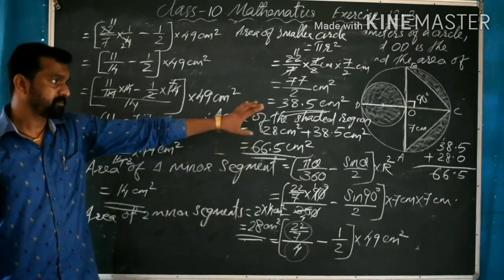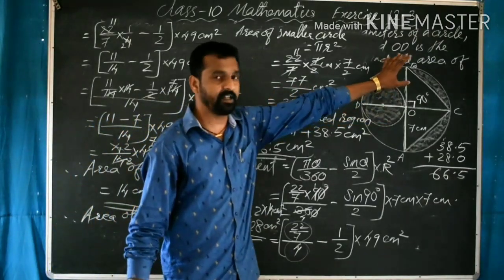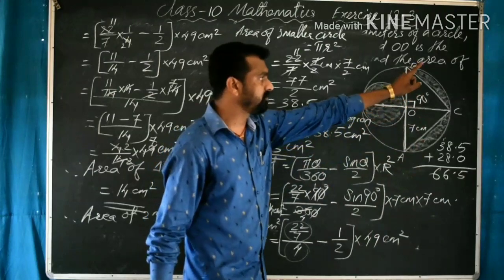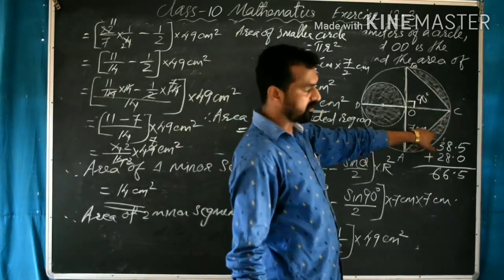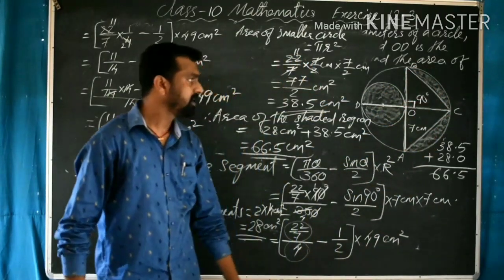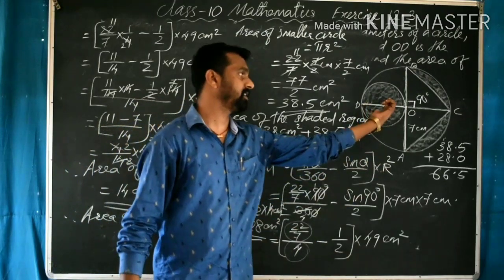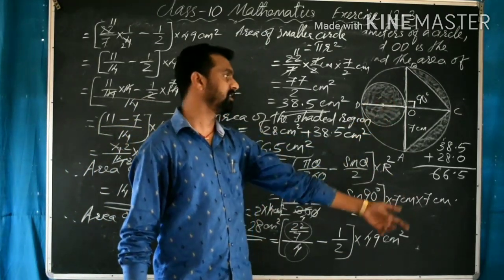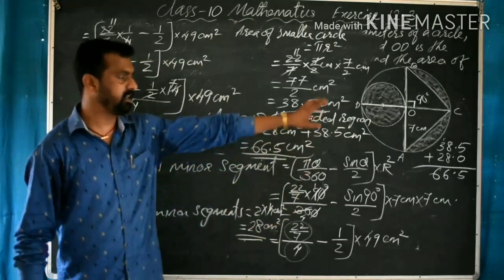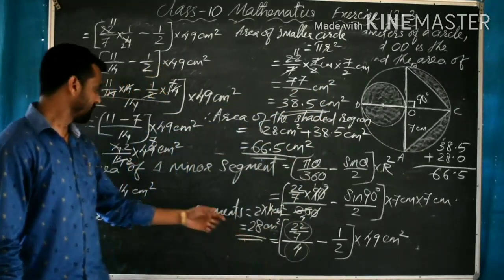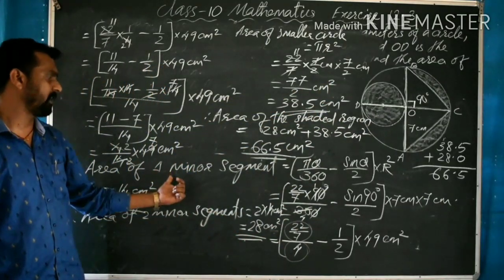So here the question is, find the area of the shaded region. Here two minor segments are given, and I told that their area is the same. So first we have to find the area of the minor segments, and the area of the smaller circle also we have to find out. Both we will add together, then we will get the area of the shaded region. So first we are going to find out the area of one minor segment.